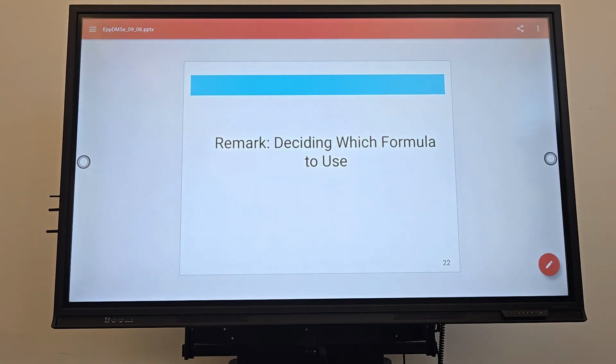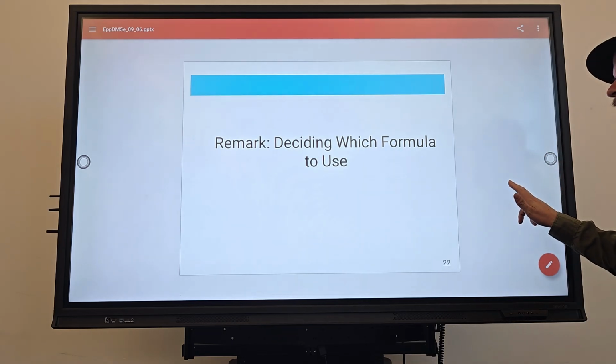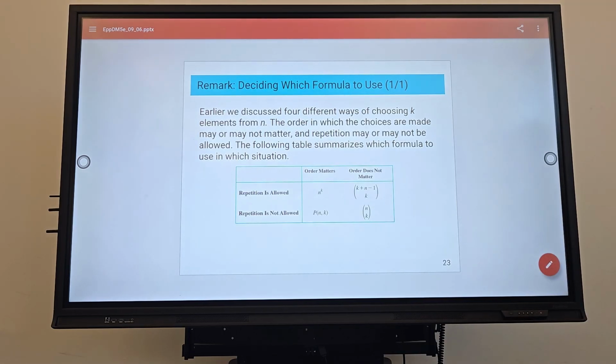Remark, deciding which formula to use. Kind of an important one. Got to know when to use which one. Earlier, we discussed 4 different ways of choosing k elements from n. The order in which the choices are made may or may not matter, and repetition may or may not be allowed. The following table summarizes which formula to use in which situation.